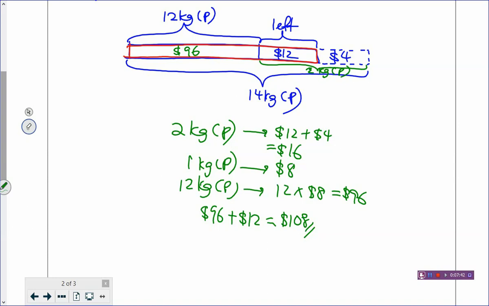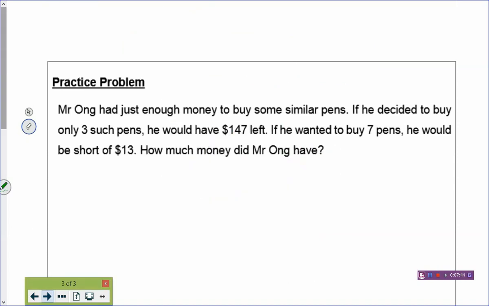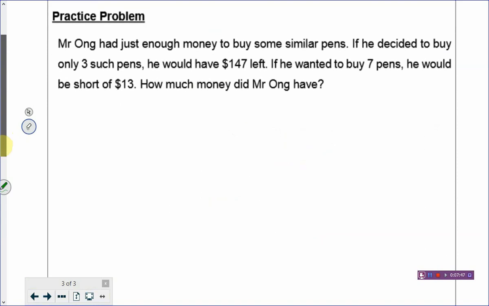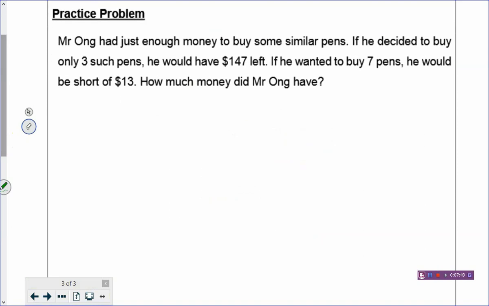Okay, now let's go on to the last problem. I'll give you about 10 minutes to work it out. Once you have gotten the answer, you can play the video again to see whether your answer is correct. So your time starts now.